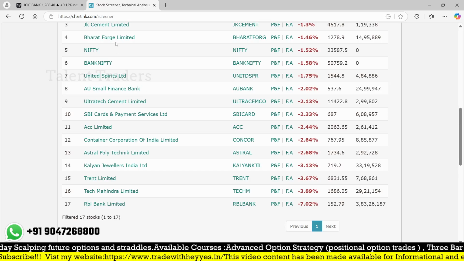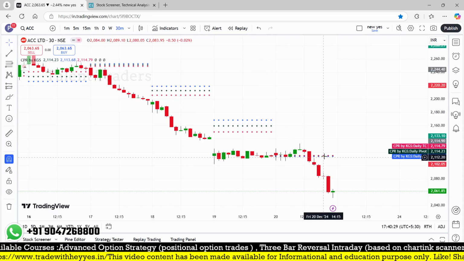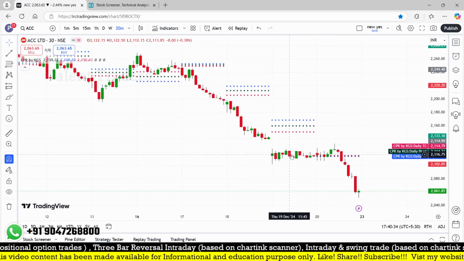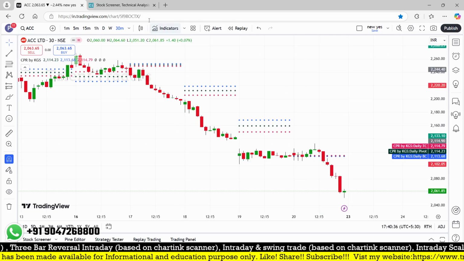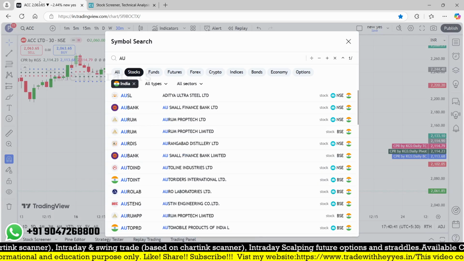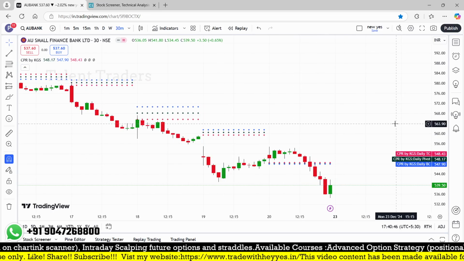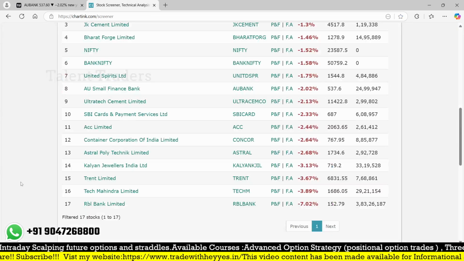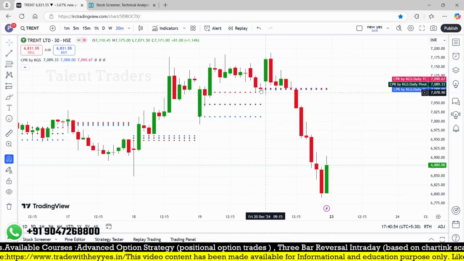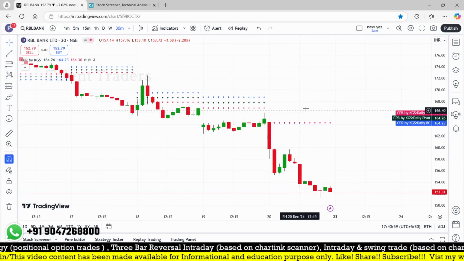For example, Trent, Astral, Quali, ASCC. Let me randomly check. Here you can see the narrow one, which is very narrow, and this one is perfectly showing you the narrow CPR, and AU Small Finance Bank, that is also very narrow. So that is how we can easily find it. You can also check RBL, Tech Mahindra, Trent, that is also very narrow. RBL Bank is also very narrow.